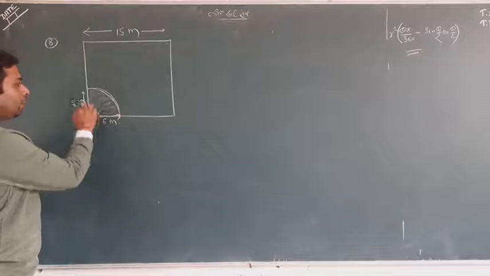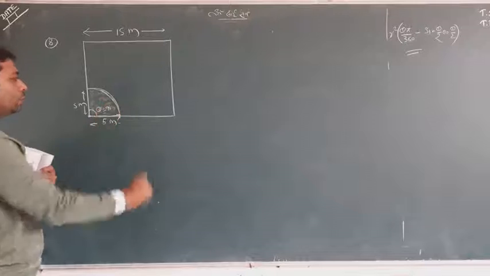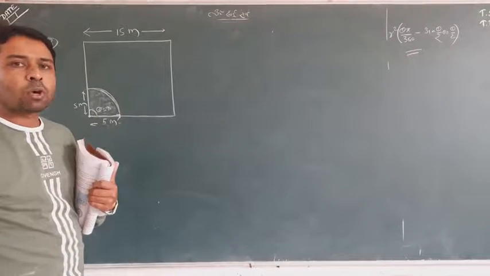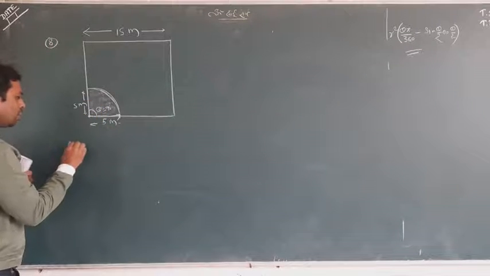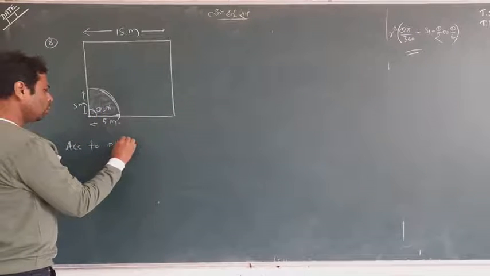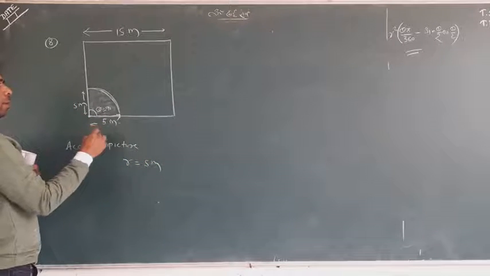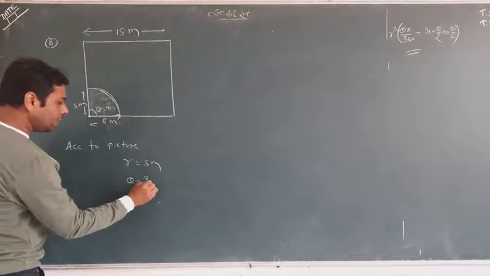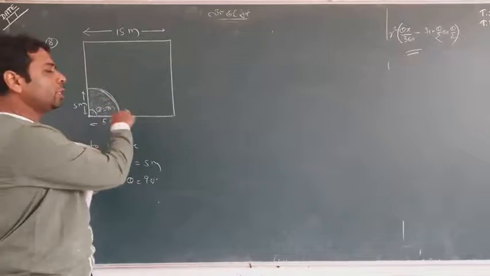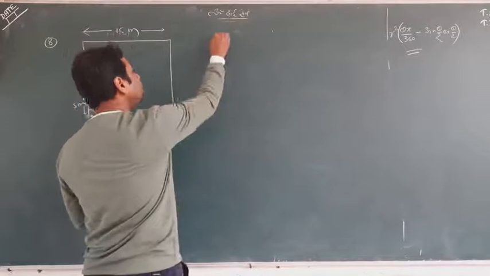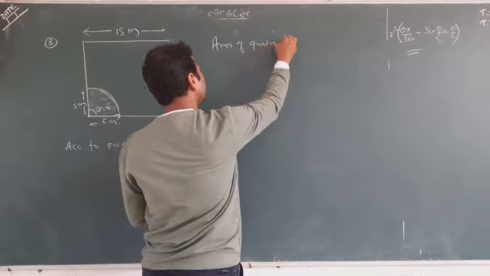5 meter. When you watch this now, this is none else but theta equal to 90 degree, you know it. And it looks like a quadrant. It looks like a quadrant. So you want to find this one. So according to the picture, one can understand that radius equals 5 meter. It is simple. And theta equals 90 degree. When theta is equal to 90, it is none else but a quadrant. So can you find the area of the quadrant? Definitely simple.